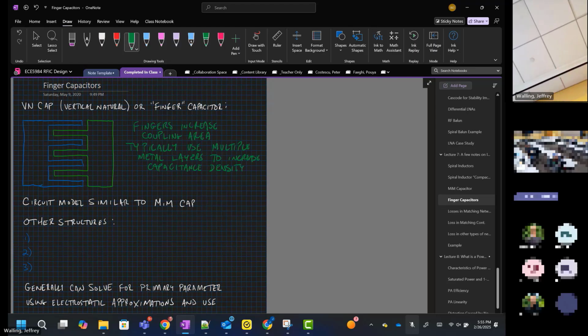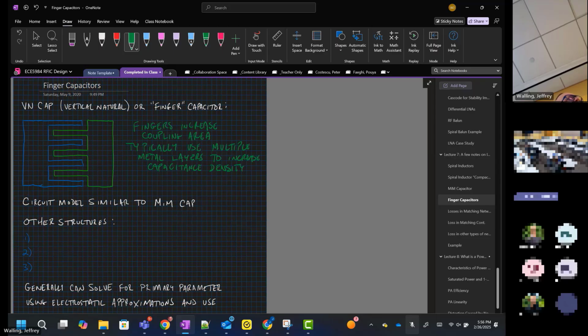Okay, and normally we're gonna put multiple layers together to increase the capacitance density. So we like to talk about the capacitors in terms of the density that they provide. The MIM capacitors, you typically get something like 1 femtofarad per micrometer squared. The vertical natural caps, they can get up towards 1 femtofarad per micrometer squared, but you have to stack a lot of metal layers in order to do that.